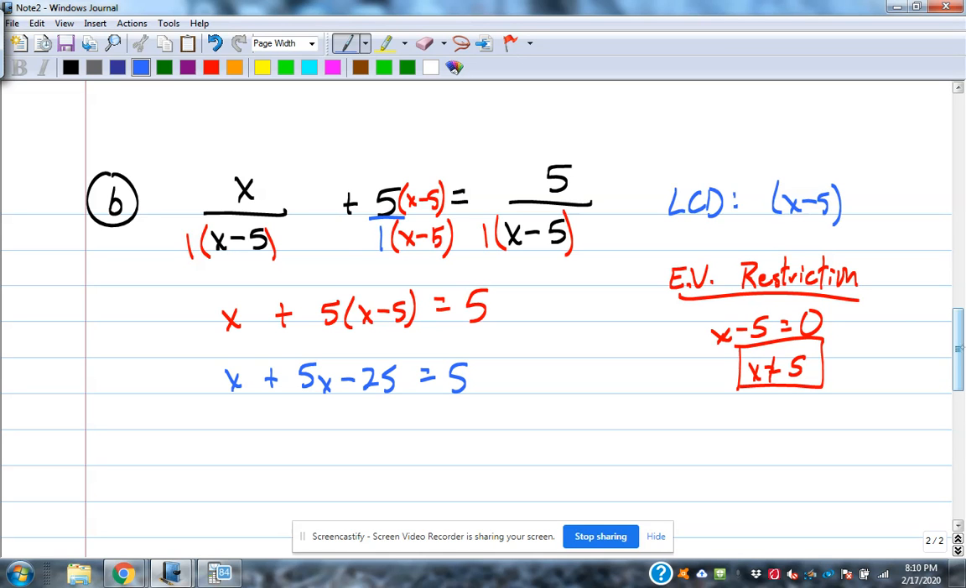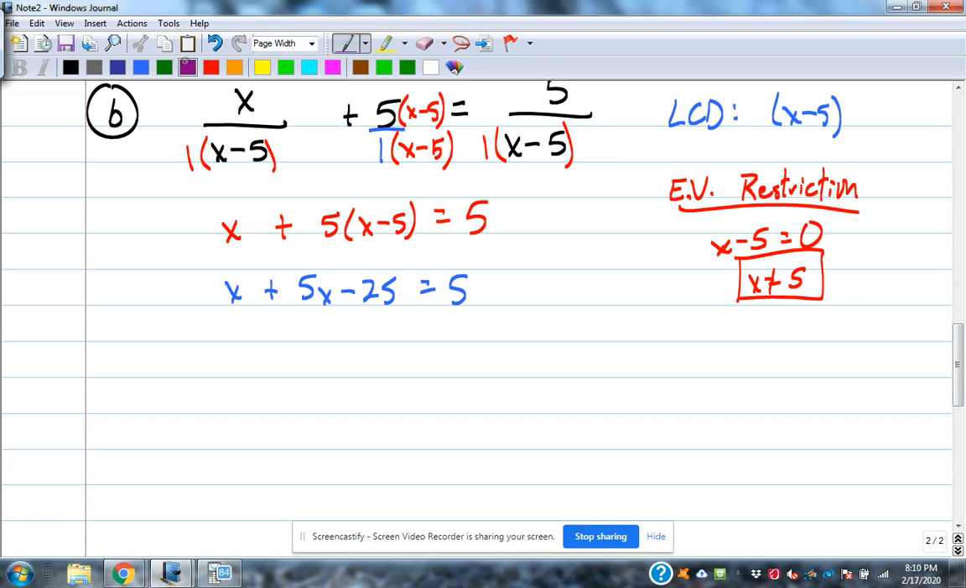And then I'm going to combine like terms. So that'd be 6x minus 25 is equal to 5. And then what do I do? Add 25. This one's nice. I don't have to do any factoring or anything to solve it because it doesn't have x squared in it. The only time I've got to do factoring or the quadratic formula is if my problem has x squared in it. This one doesn't have that. So all I've got to do is just get x by itself. So this is 30 divided by 6.